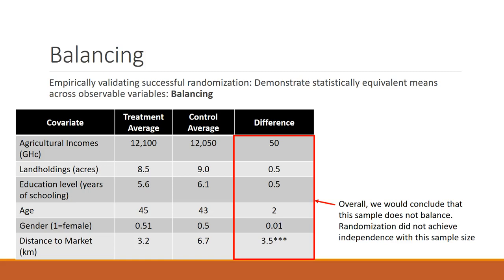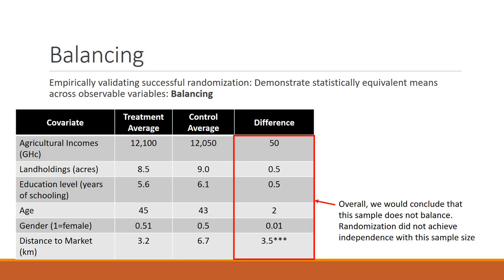So what we want is to compare the treatment group and the control group for a whole bunch of different variables. And if we look at a whole bunch of different variables and there's no difference between the treatment group and the control group on average for a whole bunch of different variables, maybe 10 to 20 variables, then we would say we have evidence of statistical independence. If our treatment group is the same as our control group on average for a whole bunch of variables, we would say that that gives us evidence that we have achieved statistical independence.